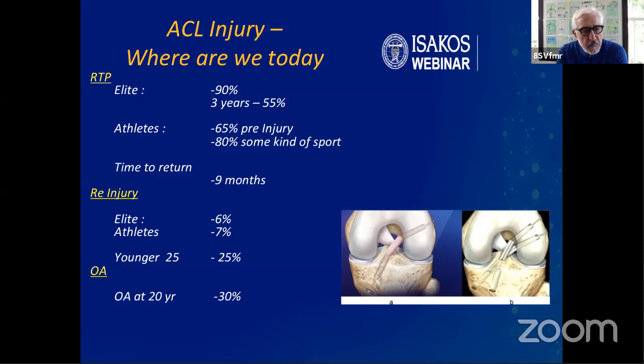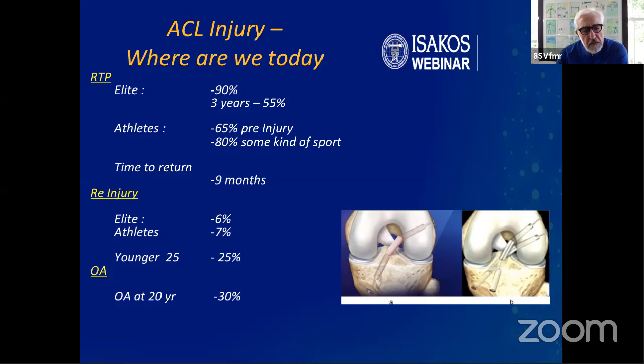So when they return, what is acceptable re-injury? And it's low. I mean, this is an elite athlete. 6% of elite athletes will re-injure their ACL. And in normal athletes, if you take everybody in there, only 7%. So I think in your own practice, if your re-injury rate is over 10%, you have to be worried. You have to go and look at your technique.